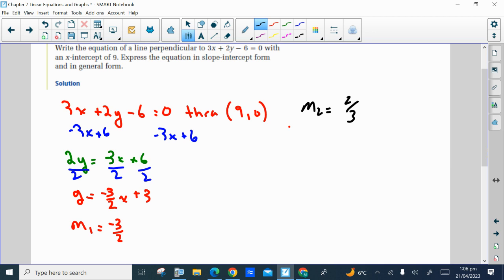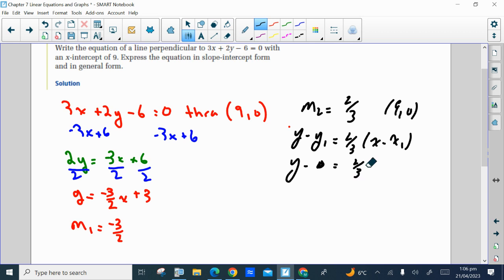Okay? And so it's going to have a slope of 2/3 and it's going to pass through the point (9, 0). So again, we'll use point-slope. And y1 is 0, so that makes things a little bit easier, because y minus 0 is just y on the left. Then we'll have x minus 9 in brackets after the 2/3 on the right.